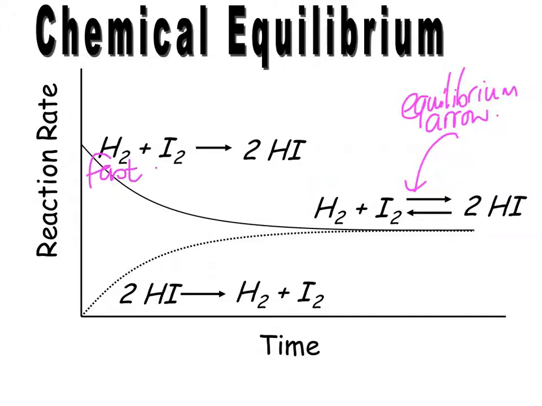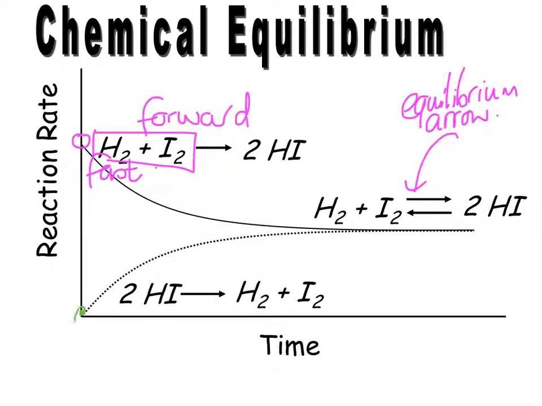The forward reaction always goes fast first, and then slows down because I've got less and less of these things around as the reaction proceeds. The reverse reaction, there is no reverse reaction. Until I've made some HI, I can't start decomposing HI. So I first need to make some HI before I can start decomposing some HI.